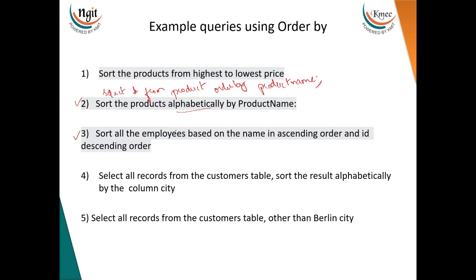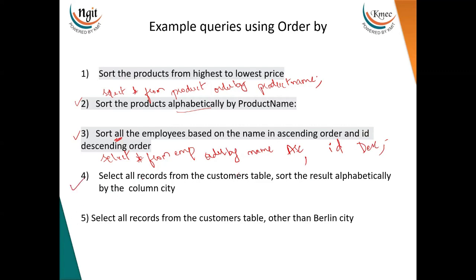Next, the third one: sort all the employees based on name in ascending order and ID in descending order. It's not that you have to use only ascending or only descending. You can even use both ascending and descending order for different column names. Select asterisk from employee, ordered by name in ascending order and ID in descending order, with the semicolon.